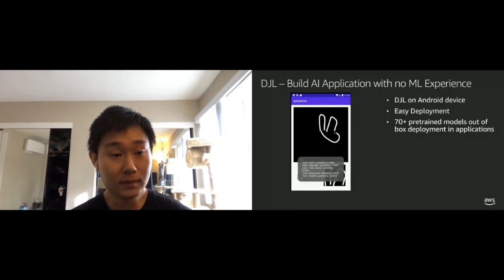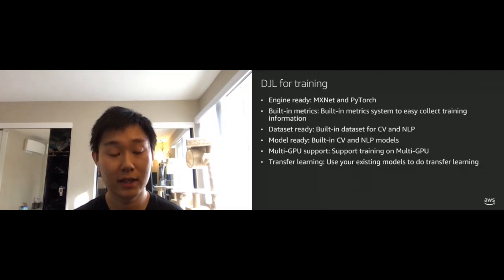The DeepDraw library also supports advanced use cases such as training. It has been designed for the engines Apache MXNet and PyTorch. We have full datasets supporting both CV and NLP training. Similarly, we provide the different building blocks for CV and NLP models. You can use the pre-trained model for transfer learning or simply train from scratch. We also have advanced features like multi-GPU support. You can run multi-GPU training and also transfer learning with your existing model.